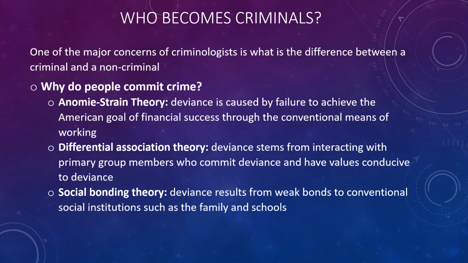Then we have differential association theory. This states that deviance stems from interaction with people we know who commit acts of deviance and who have values conducive to deviance. Basically, this is a moment where sociological theory actually matches up with common folk knowledge, where your mom said to you when you were in high school, if you hang out with bad kids, you'll have bad behavior. That's true in this instance. We learn what is and is not acceptable from the people we associate with. Differential association. We tell the difference because of the people we associate with.